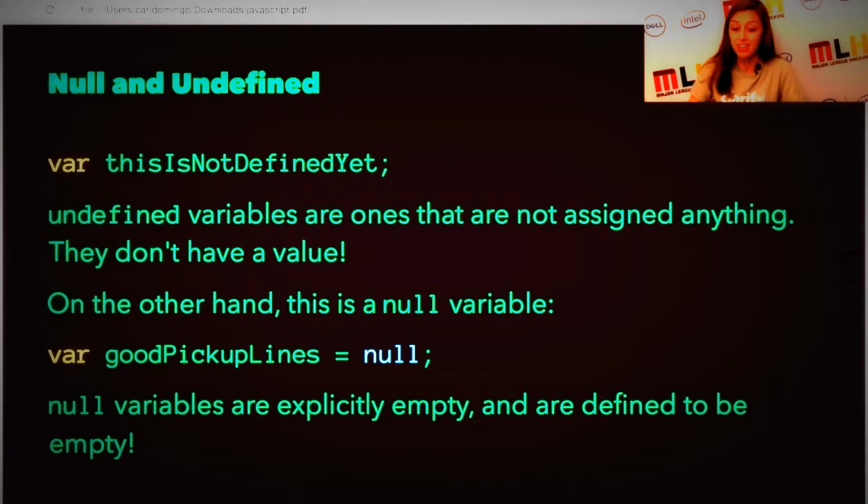Then there's also null and undefined. If you create a variable but then you don't assign it anything, so you have var thisIsNotDefinedYet as our very clever name, and there's no equal sign, there's nothing that you're actually assigning to it, it's an undefined variable. They just don't have a value yet, but you can assign it a value later. On the other hand, there's null variables, and those are actually empty on purpose. They're explicitly empty, and they're defined to be empty. So if you had var goodPickupLines equals null, that means that the variable for good pickup lines is empty on purpose. Although that's a lie. There's some pretty good pickup lines out there.